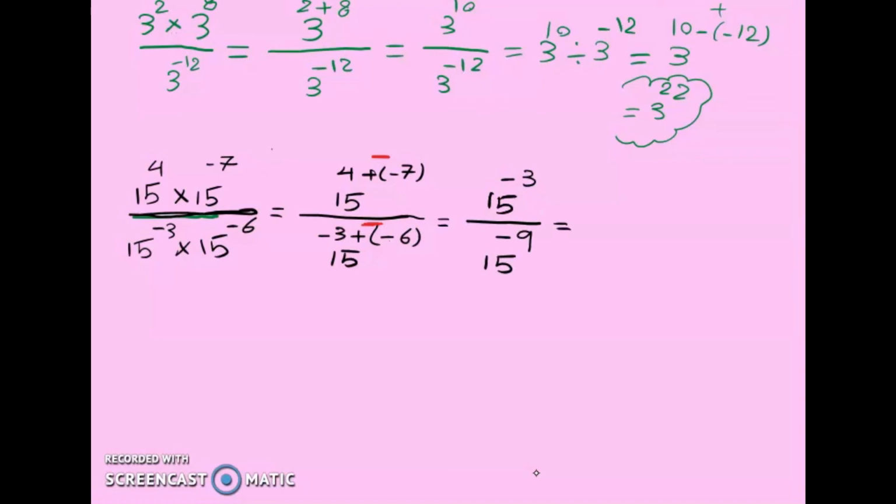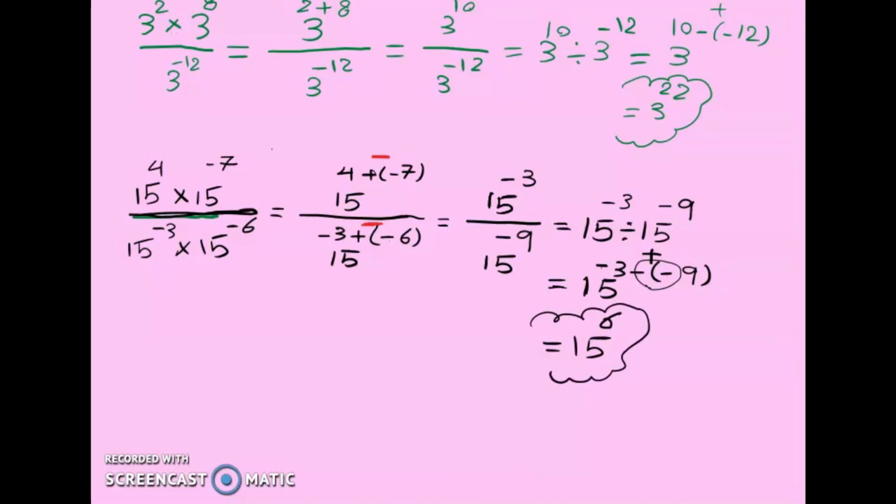So next step, this is division. It means top divided by bottom. What should I do next at that stage? Because this is division, I have to write one of the bases and subtract the exponents. Negative 3 take away negative 9. So therefore it would be 15 to the power, and negative times negative would be positive: negative 3 plus 9 would be positive 6. Should I change anything? No. Therefore, the final answer is 15 to the 6.